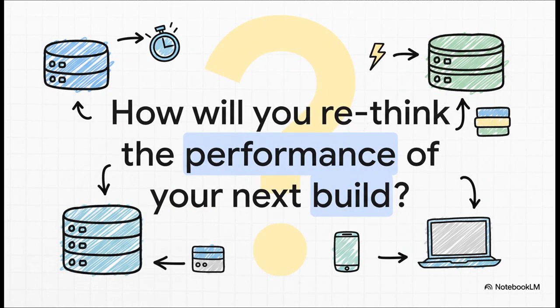So, we've basically handed you the map to this whole powerful system. You now have the blueprint for all 4 layers: request memorization, the data cache, the full route cache, and the router cache. So my question for you is, now that you understand how these layers work together, how is this going to change the way you think about performance in your next build?